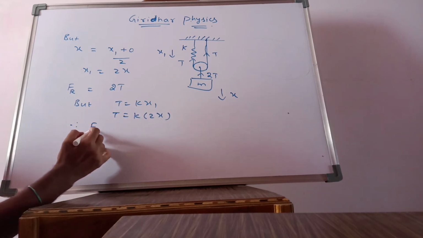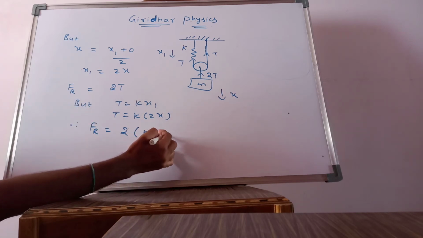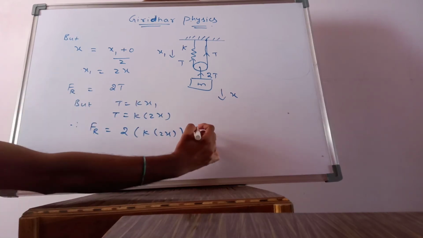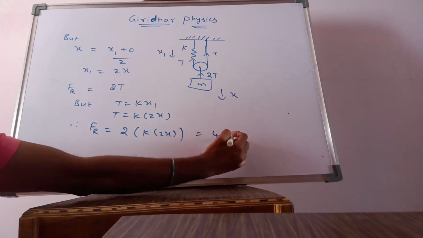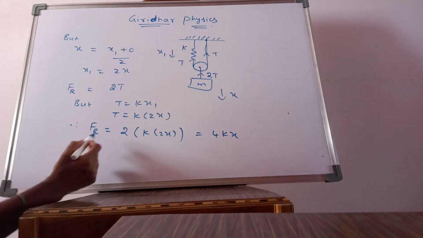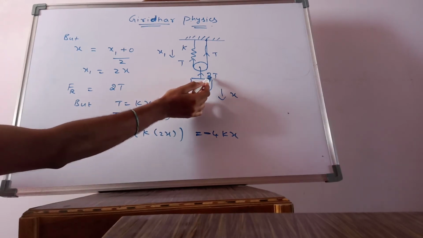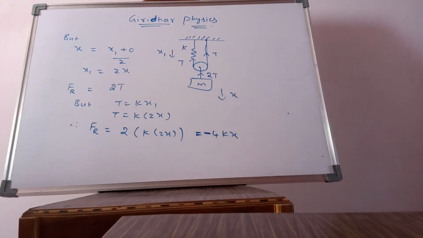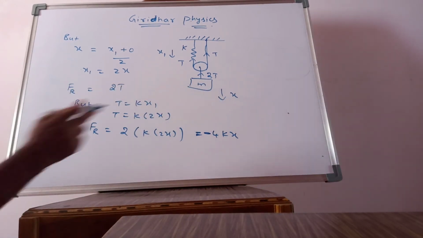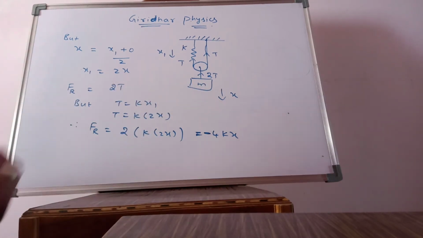Therefore, what is the value of the restoring force now? 2 into K into 2x. Isn't it? So, what is the restoring force we got now, students? 4Kx. Understand? Clear? Therefore, I am writing a negative sign here. Why should I keep the negative sign? See, the restoring force and the displacement of the block are both in opposite directions. Here, the block performs SHM. So, you have to write the restoring force for the block.